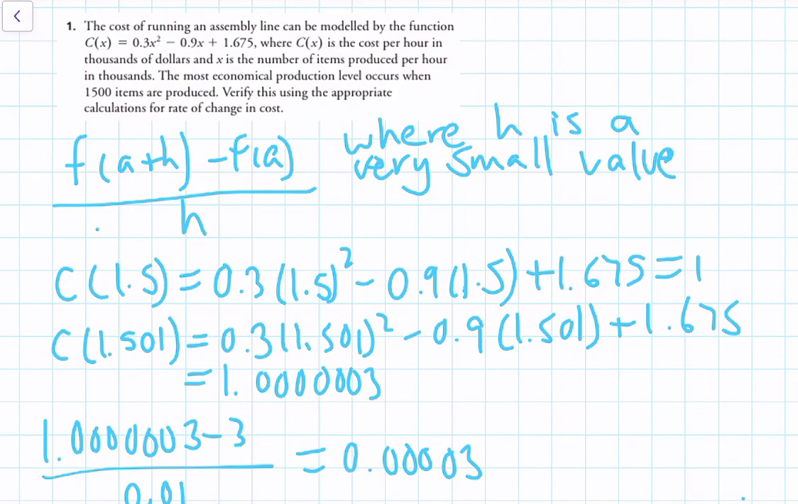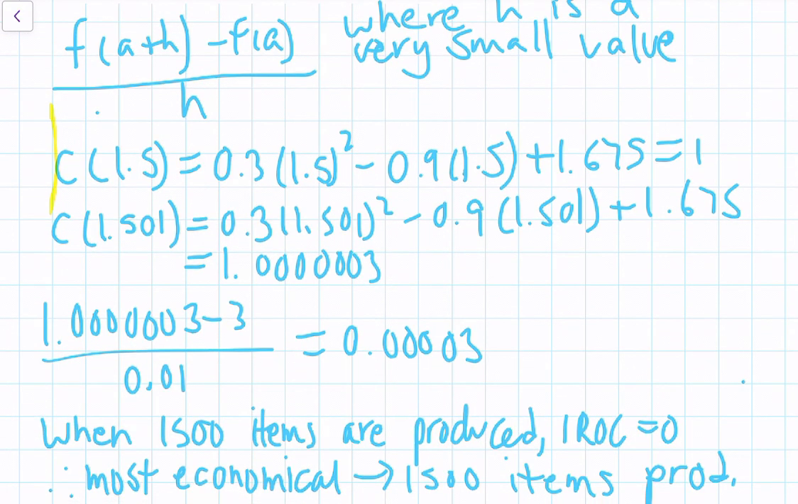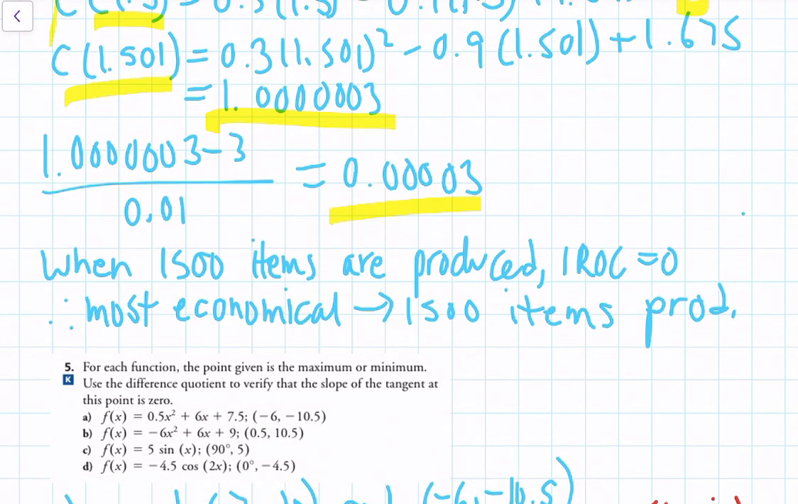So we're going to use the definition of a derivative. That's actually what it's known to be. And we're going to set h to be a really, really small value. So we have here c at 1.5 and c at 1.501 giving us our two resulting y values. And then we're going to calculate the rate of change based on that. So therefore, when 1,500 items are produced, the instantaneous rate of change equals 0.